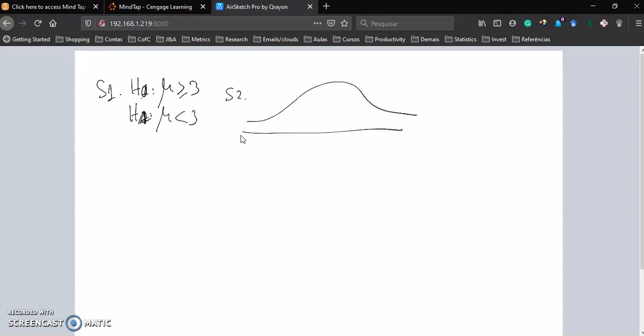Let's start step number 1, the null, which is the mean is higher than or equal to 3. The alternative, the null and alternative, the mean is smaller than 3. Now I can look to see which tail I'm talking about. I'm talking about the upper tail because I want to test if the mean is higher. Okay. Step number 3 is find the alpha level. The alpha is 0.01. We know that from the problem.